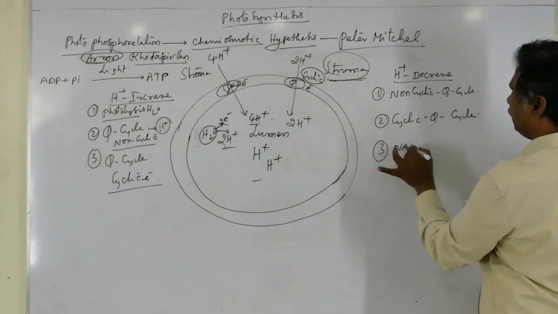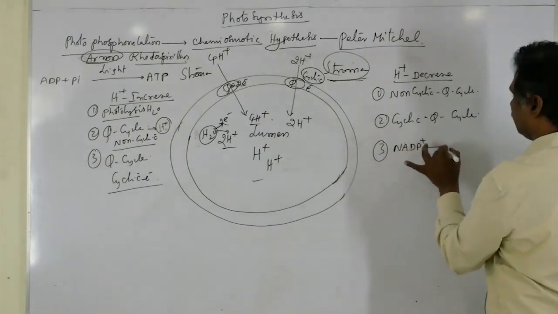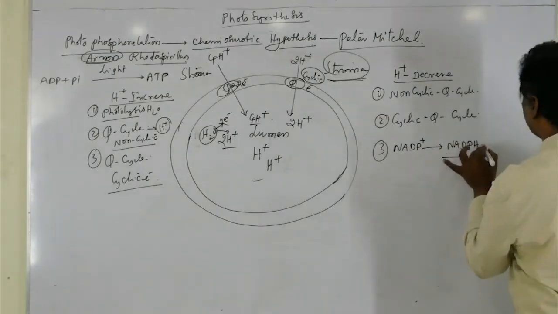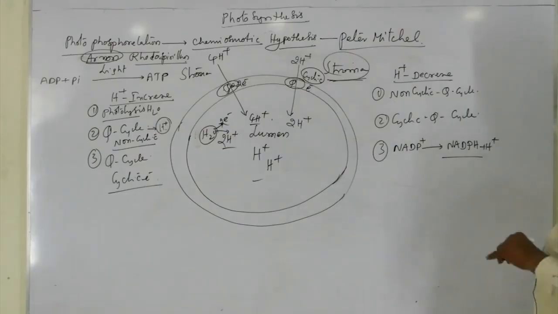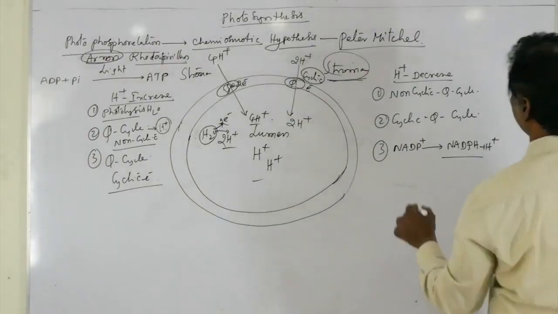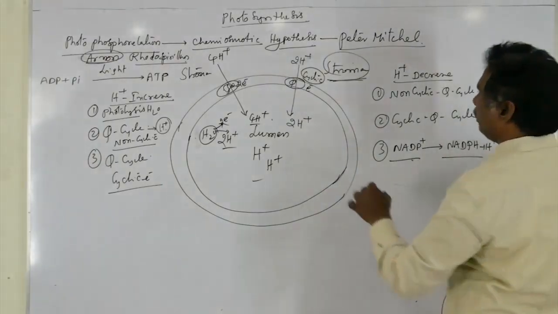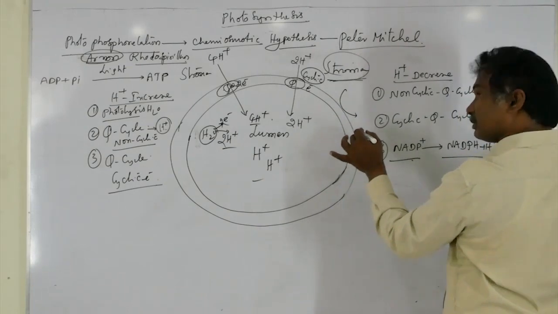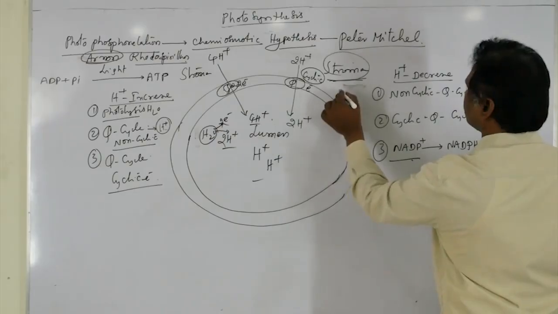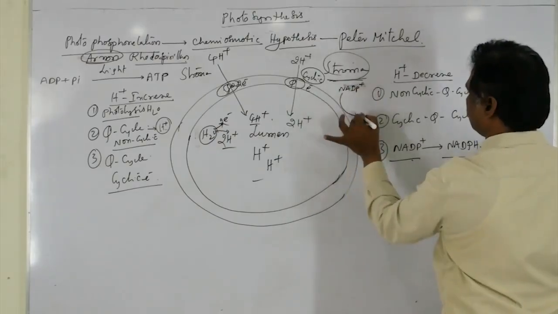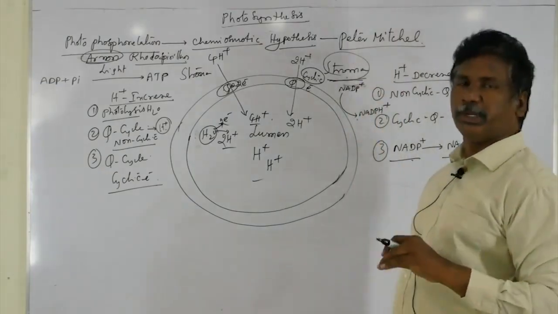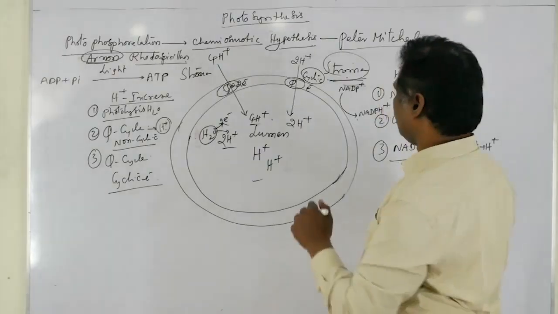Reduction of the NADP plus. That NADP plus accepts 2 protons from the stroma and is reduced into NADPH. So that is also another important event to reduce the H plus concentration within the stroma. Now, the lumen has more H plus.